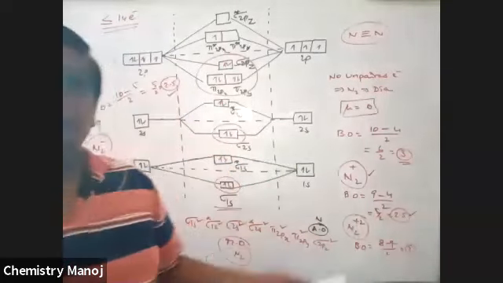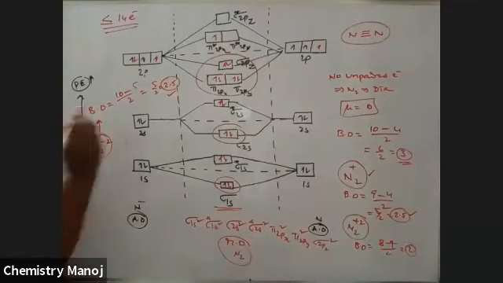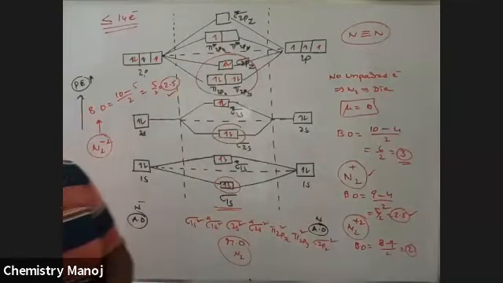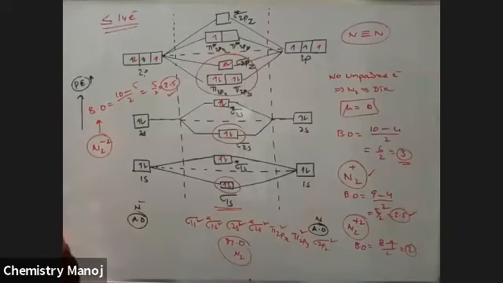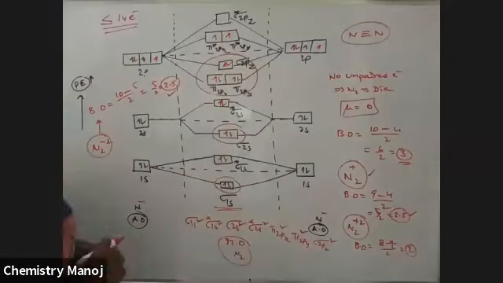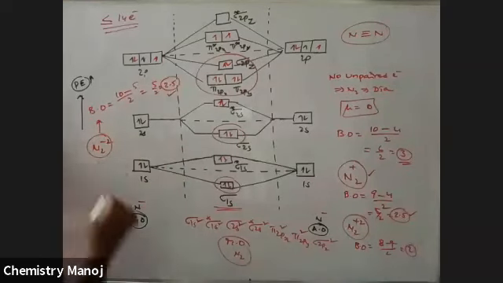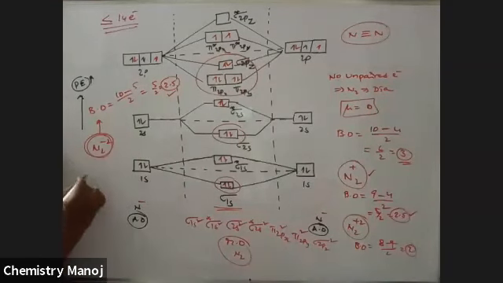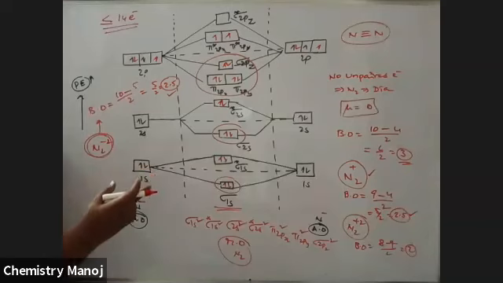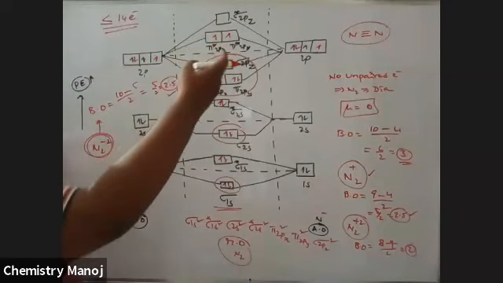So this is the way to express. I am explaining. Now N2 2 minus. Tell me, boys. N2 2 minus means one more electron is added here. It is paramagnetic. So N2 2 minus means how many electrons? 14 plus 2, 16 electrons.